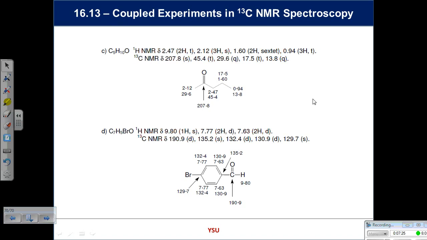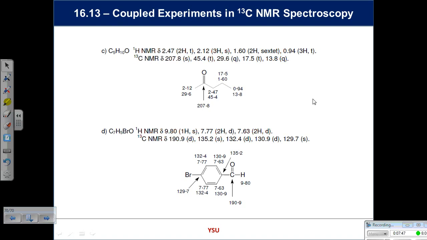Patterns you can get quite quickly. At 1.60, we have a sextet. That tells you you've got 5 neighbors. That's a CH2 group. And all the way down there, 0.94, you've got a 3-hydrogen triplet. So those little details, that triplet and that quartet or sextet or whatever, they tell you, in the opposite direction from building up the spectrum, that if I've got a sextet, I've got 5 neighbors. I've got a triplet, I've got 2 neighbors.